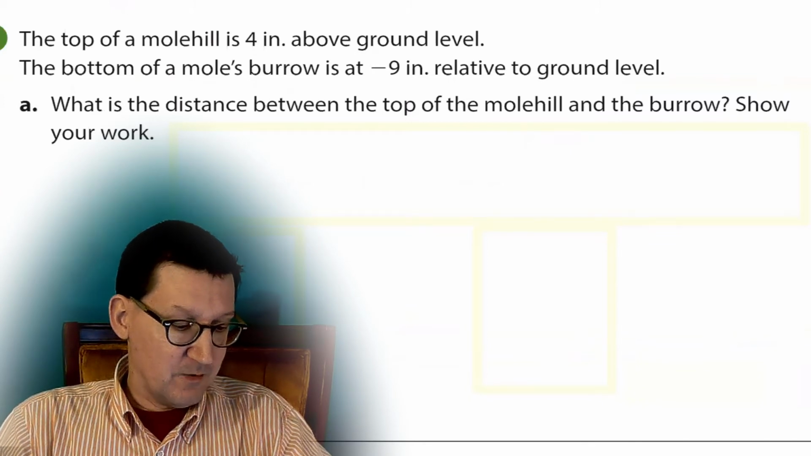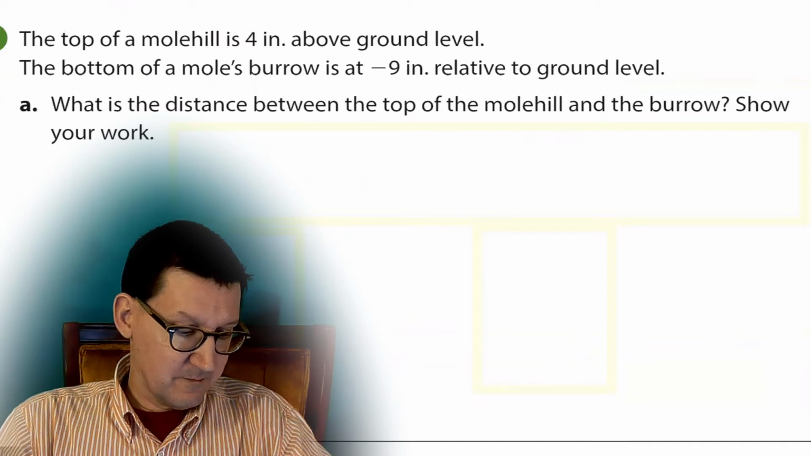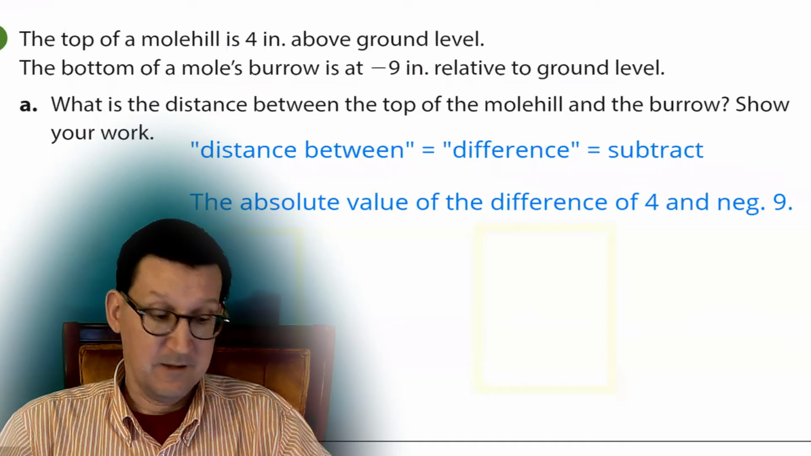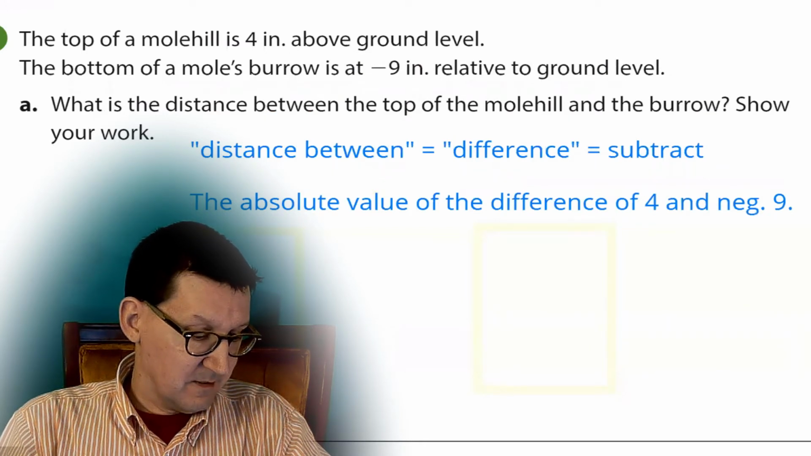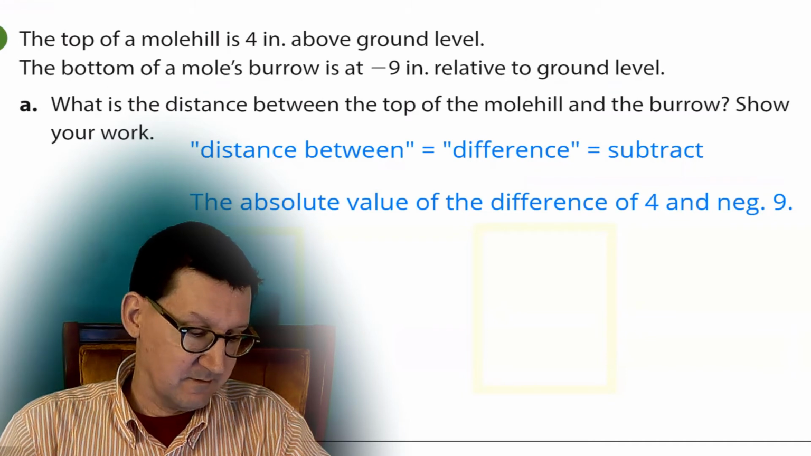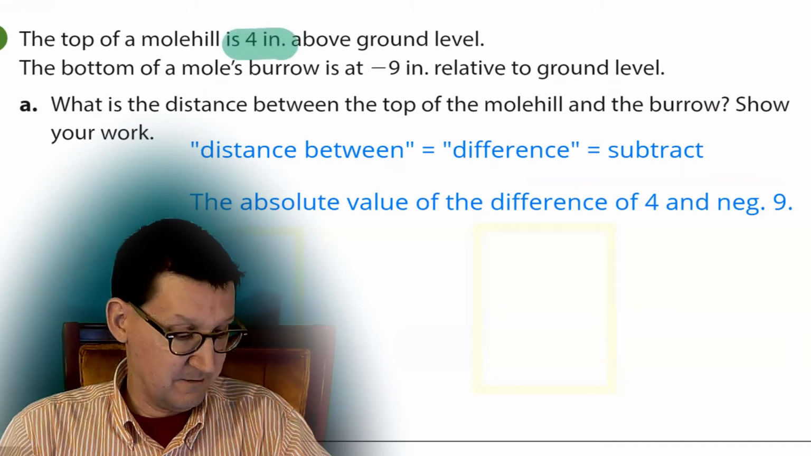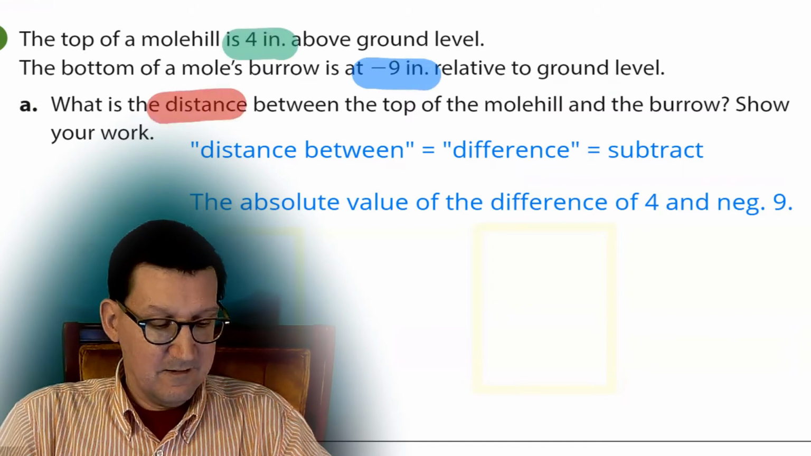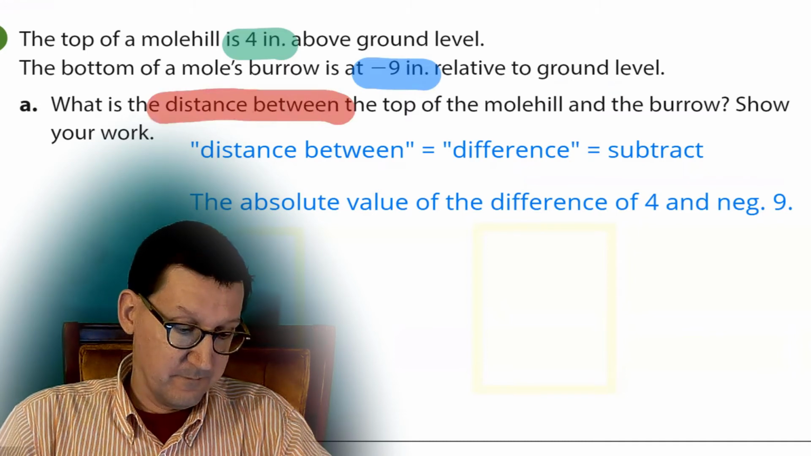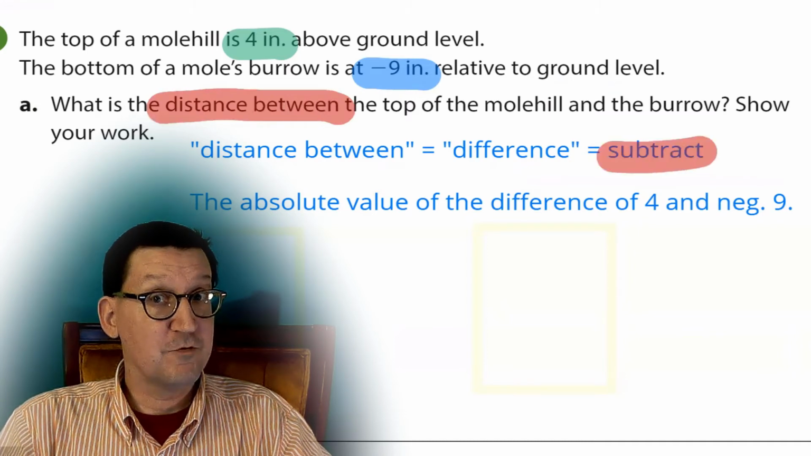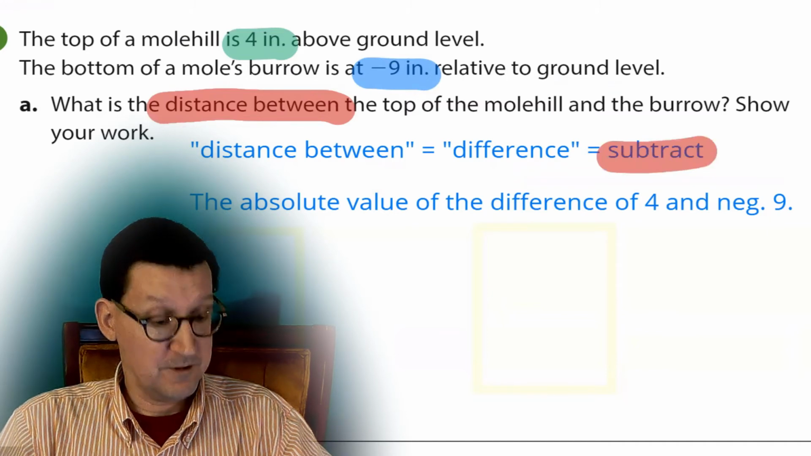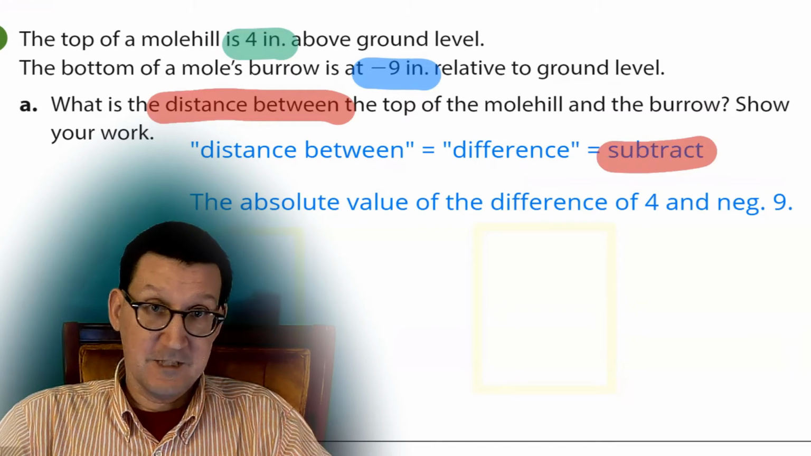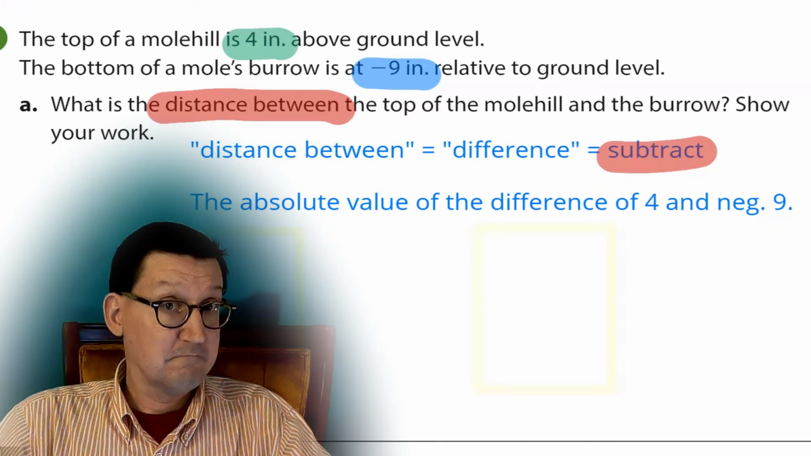First of all, we can look at our data, right? For one thing, we're finding the distance between the top of the molehill and the burrow. So if our molehill is 4 inches above ground and negative 9 below ground, the distance between means you're finding the difference between the two. And finding the difference between the two means you are subtracting. So you just subtract those two numbers. So we have to find the absolute value of the difference of 4 and negative 9.